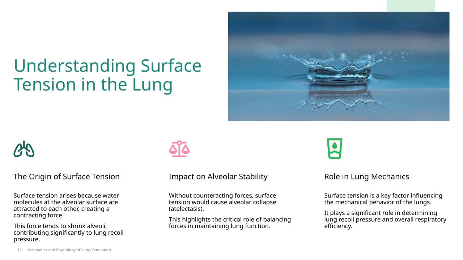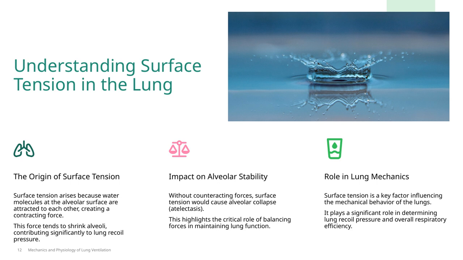Let's talk about the impact on alveolar stability. Without the counteracting forces in the lungs, surface tension would cause the alveoli to collapse, leading to atelectasis, which is essentially the collapse of part or all of a lung. This highlights just how critical the balance of forces is for maintaining proper lung function.